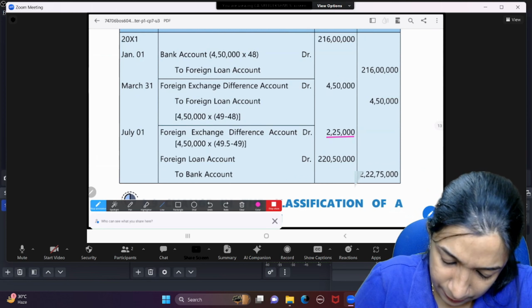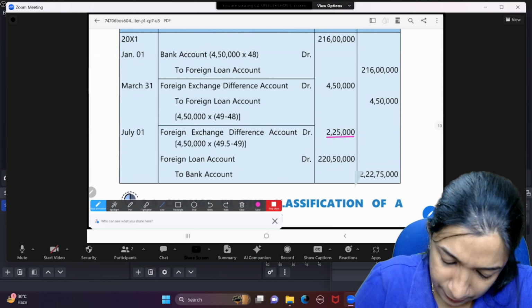So are you going to record it at $4,50,000? No, at spot rate. What is the spot rate? On 1st January it is 48. Oh, correct. So this entry is all right.